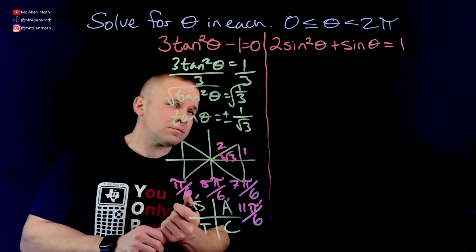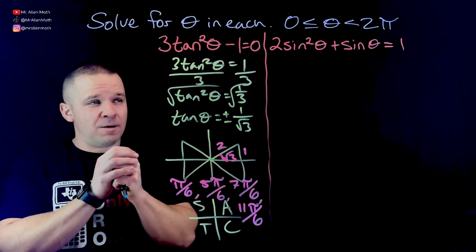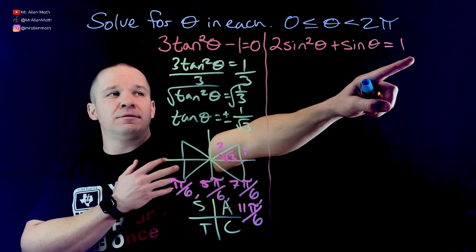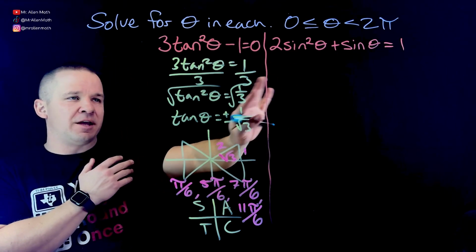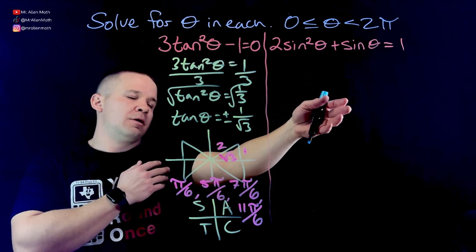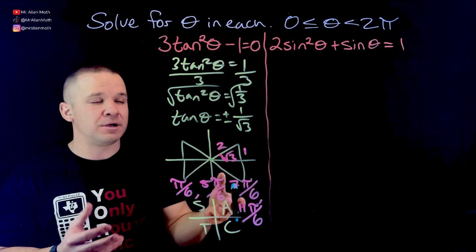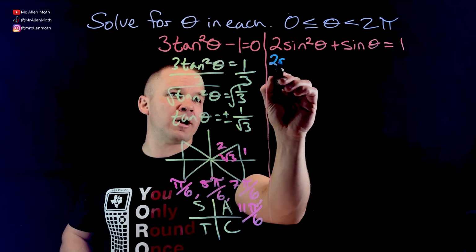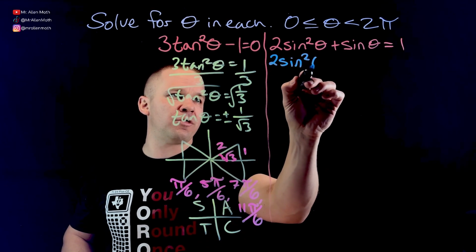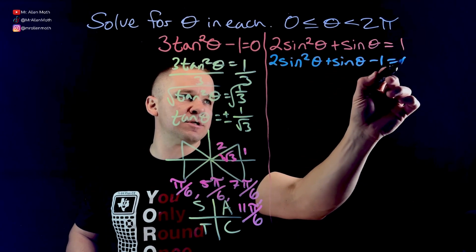Next one. We've got sine squared theta plus sine of theta equals 1. Well, if this were equal to 0, then I could take out a GCF and then use the zero product property, but it's not equal to 0. It's equal to 1. So let's try subtracting 1, because we're dealing with a quadratic here, likely some factoring involved. If I subtract 1, I get 2 sine squared theta plus sine theta minus 1 equals 0.